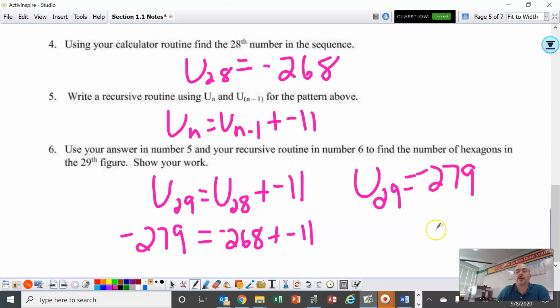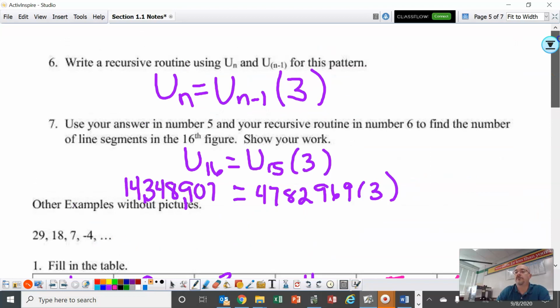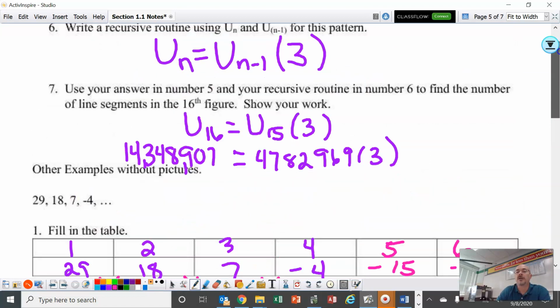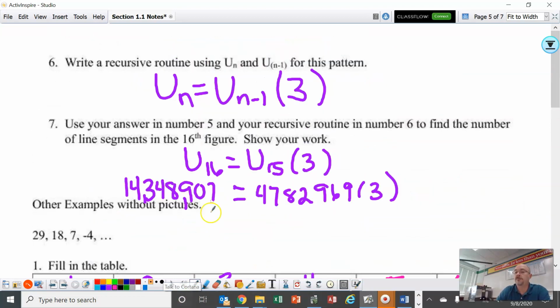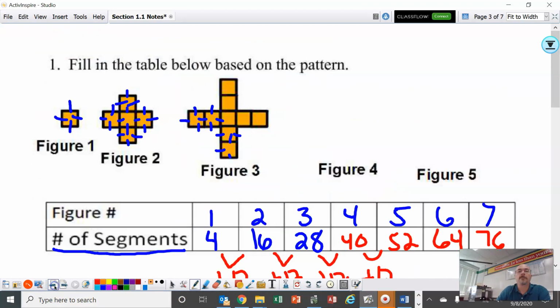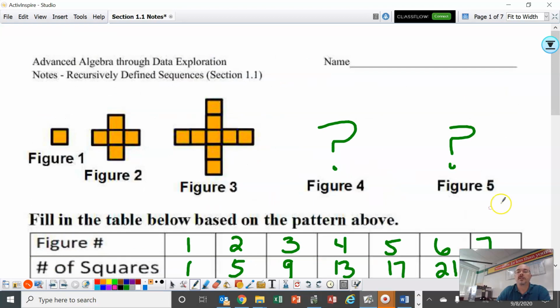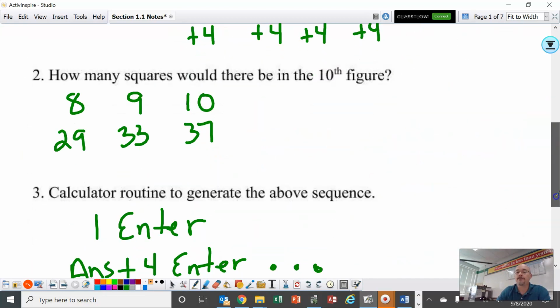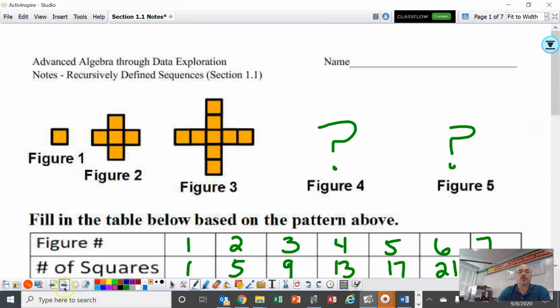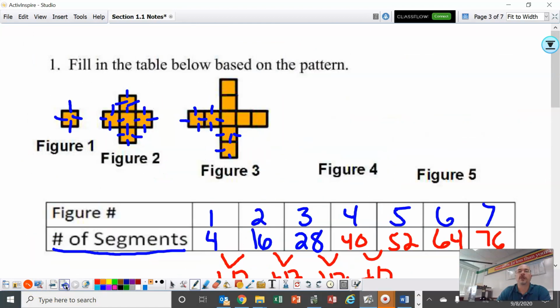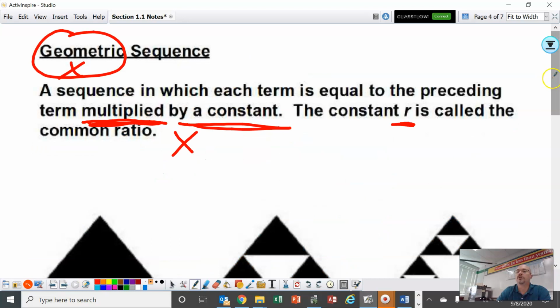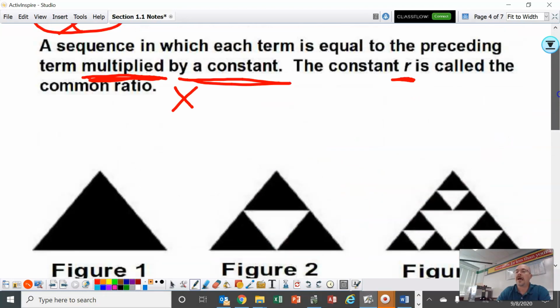All right, hopefully after these two short videos, that makes sense. Again, we learned about two types of sequences. We did the arithmetic, which is adding, and we did the geometric, which is multiplying. If you have to, rewind, rewatch these videos.